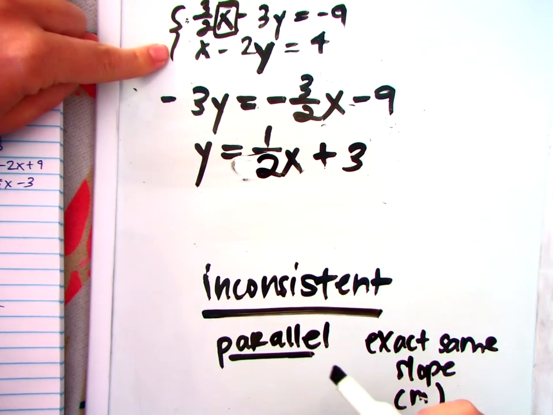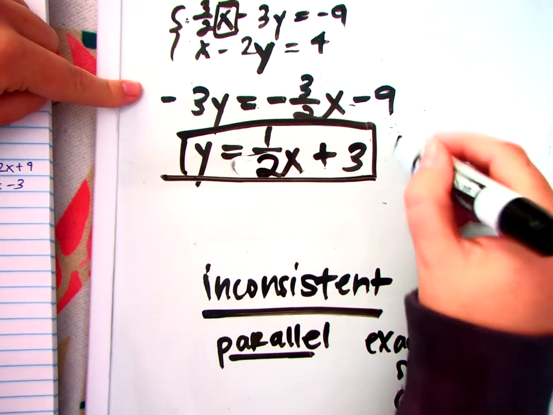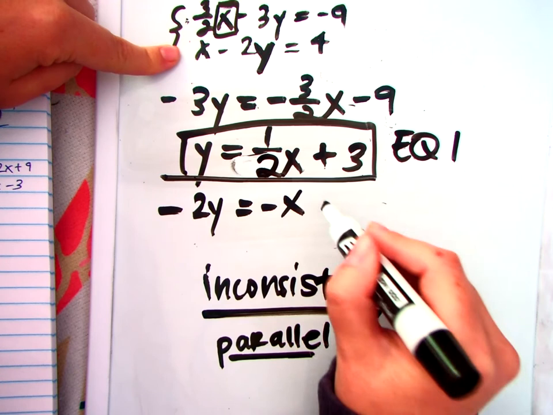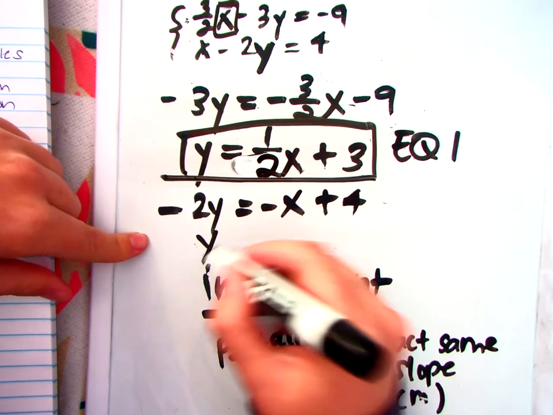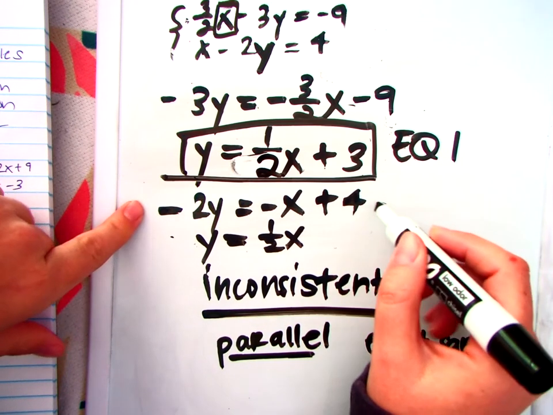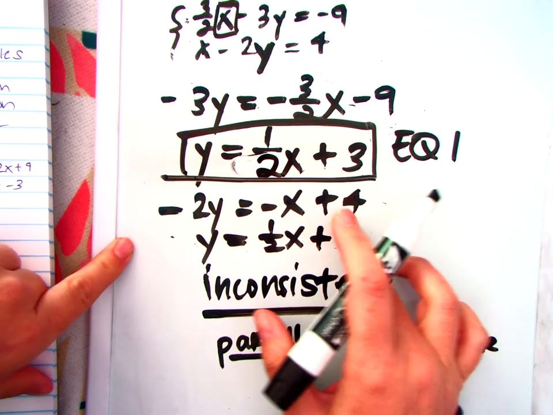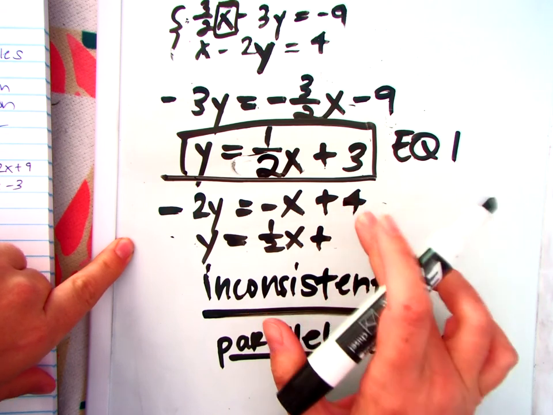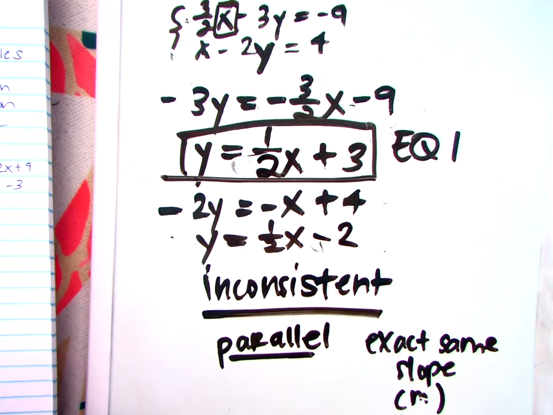And I'm going to do the same thing to this equation. So I'm moving the x over. So here's equation 1. Equation 2, I would have negative 2y equals negative x plus 4. I'm dividing by negative 2, or multiplying by negative 1/2. Y equals 1/2 of x, multiplying by negative 1/2, plus, is this positive 4? Yeah, okay. Minus 2.